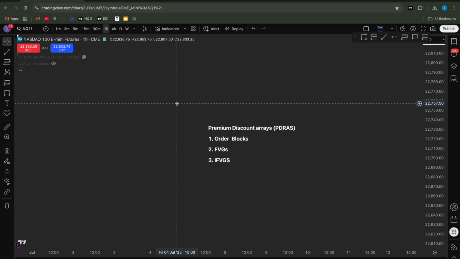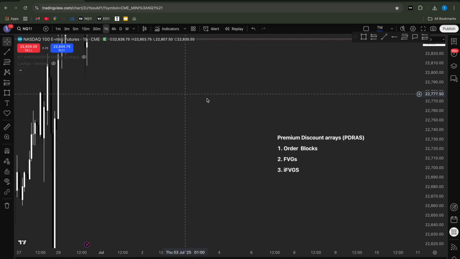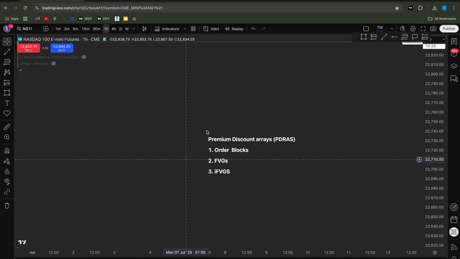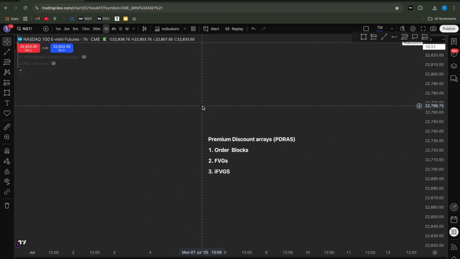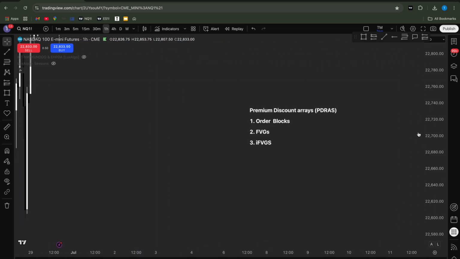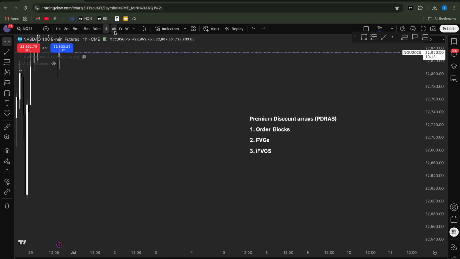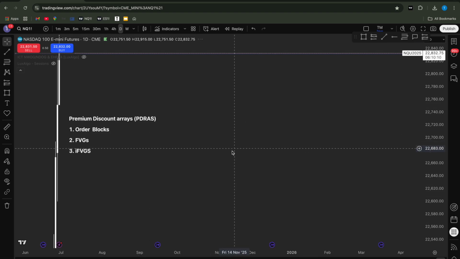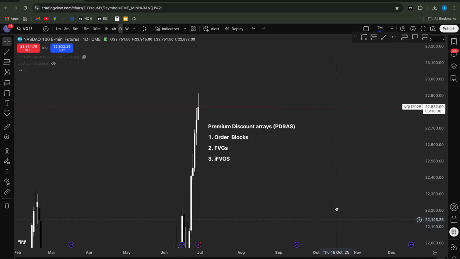Fair value gaps are an area where the institutions want to buy from if it's bullish or sell from if it's bearish, but it's a discounted level where the institutions want to drive price towards before continuing with the overall trend, because they want to get the best price they can to enter off before continuing upwards. Right, so a fair value gap is fairly easy to spot.